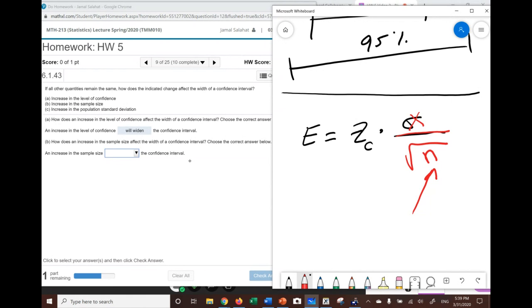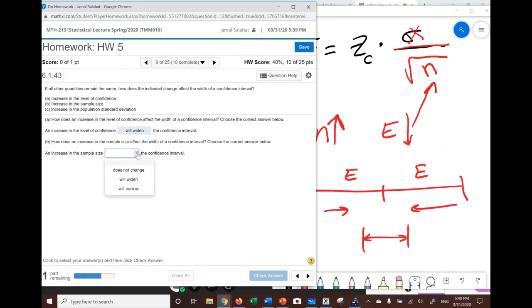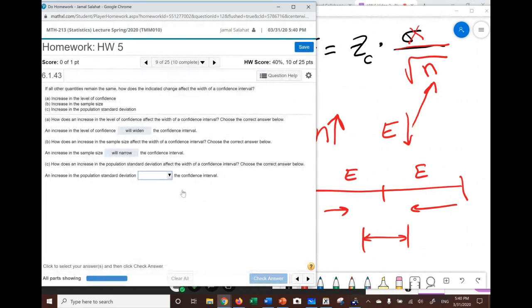So when n goes up, what will happen in here? The error in this case will go down. In other words, what will happen to the interval? Now here is the error. When the error goes down, it's going to shrink, and this means the interval gets smaller. In this case, the confidence interval will narrow if we increase the sample size. Okay? And that is true.